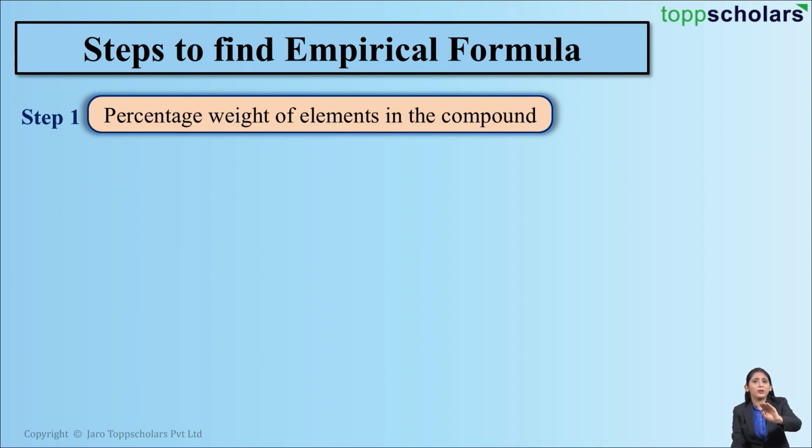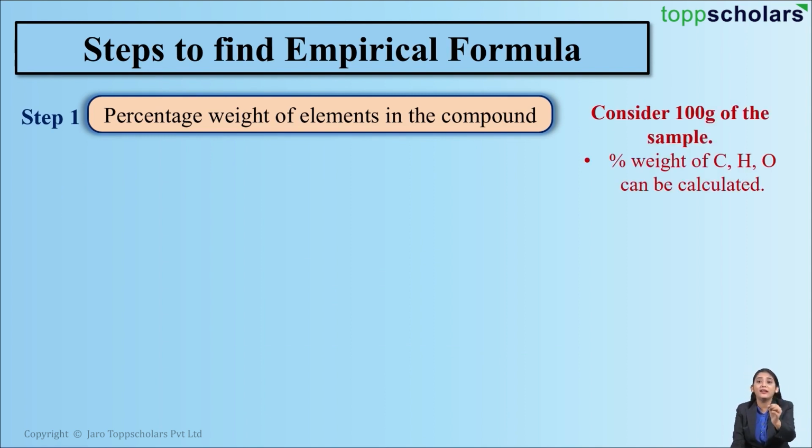For this, you need to remember always that in order to make the calculations easy, you need to consider 100 grams of the sample. Why so? It is for the simplification of calculations. This will help you to find the percentage weight of the constituent elements, for example, the percentage weight of carbon, hydrogen, oxygen by simply subtracting their elemental masses from 100.